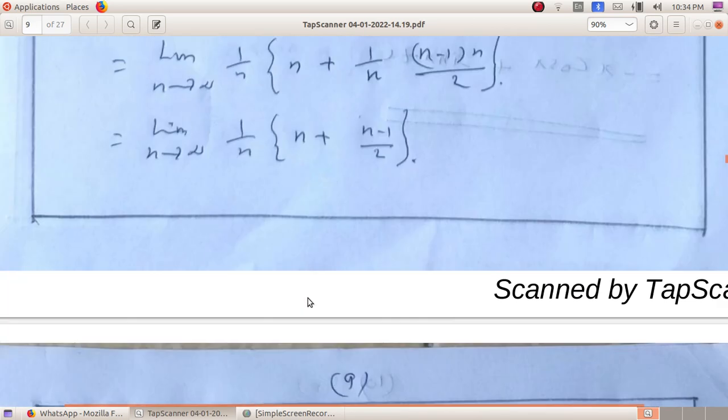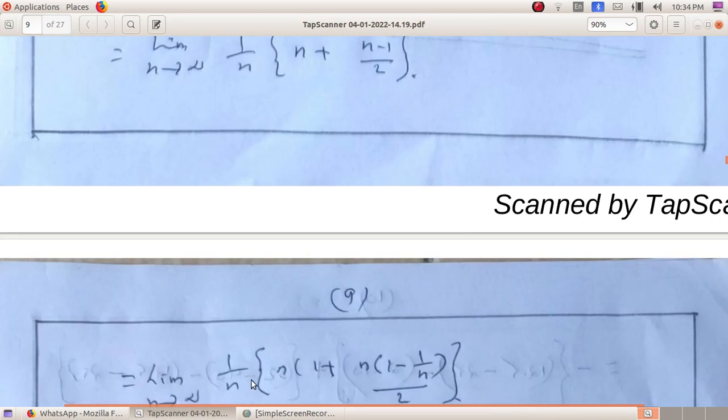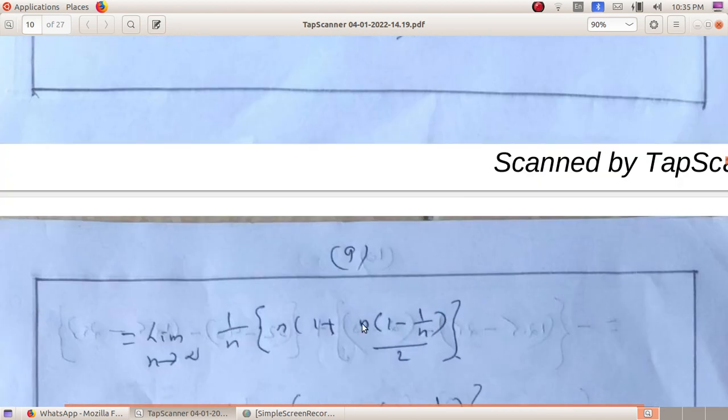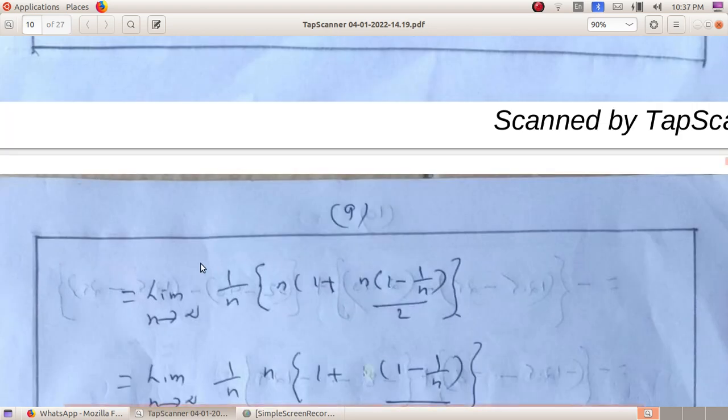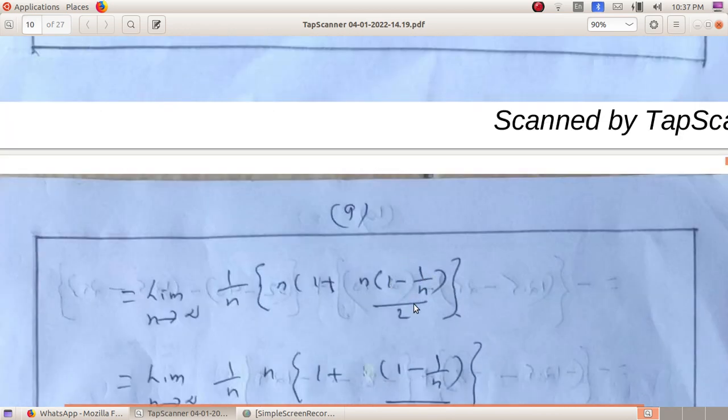Okay, then we are taking n outside. From here n outside, so 1 plus n minus 1 by 2. From here n is taken outside, and from here also n is taken outside, that is n into 1 minus 1 by n divided by 2. So n into 1 plus n into n is taken outside, n into 1 minus 1 by n by 2.